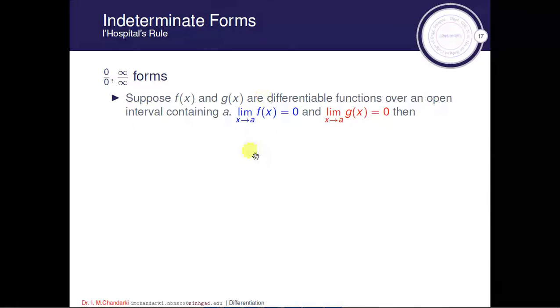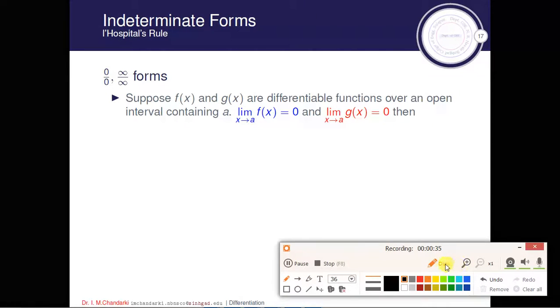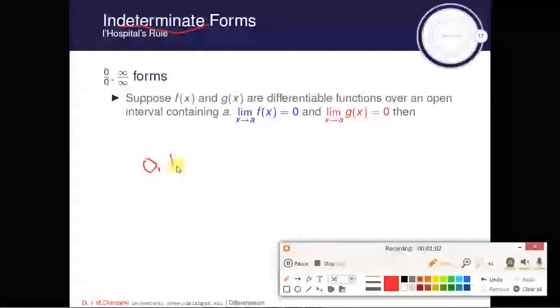Let me ask you the question, what is indeterminate form? The value which cannot be determined. It is simply called indeterminate. The word itself is reflecting what it means. So a value which cannot be determined is called indeterminate form. 0 is determinate, 1 is determinate, infinity is determinate, but 0 by 0 is indeterminate.